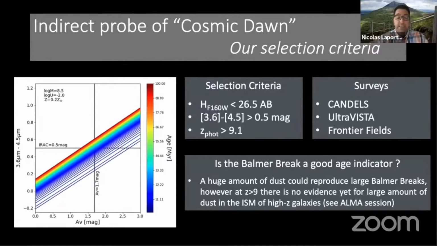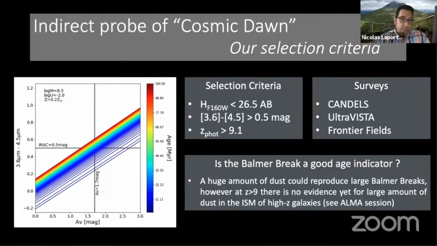We search for galaxies in the CANDELS, UltraVISTA, and Frontier Fields surveys. And now we should ask ourselves the question: is the Balmer break a good age indicator? To answer this question, I would like to show you this plot, where you have the evolution of the Spitzer colors, so 3.6 minus 4.5 micron, as a function of the reddening, so typically of the dust content of a galaxy. Because as we know, the Balmer break can be influenced, let's say, by the dust content of a galaxy.